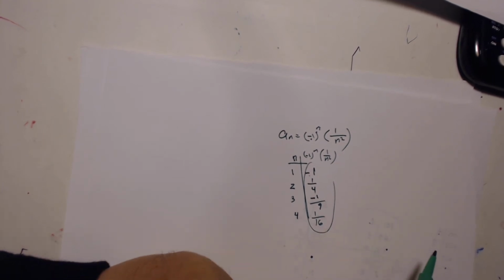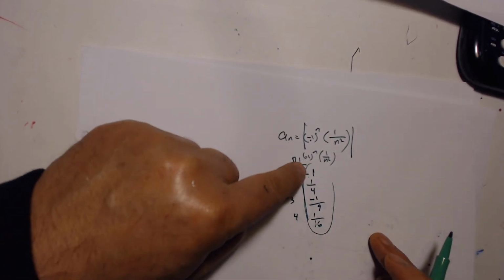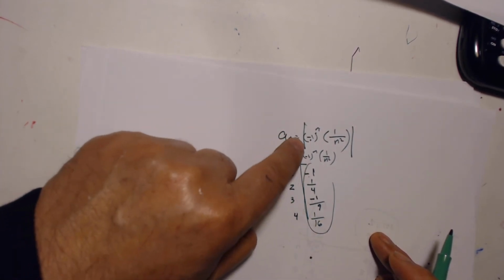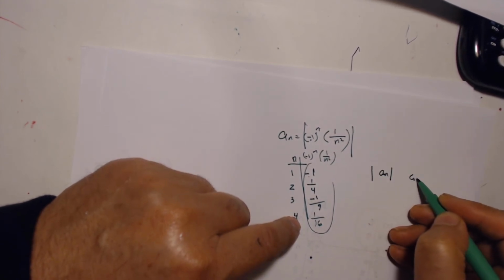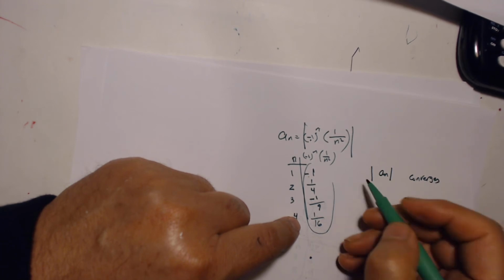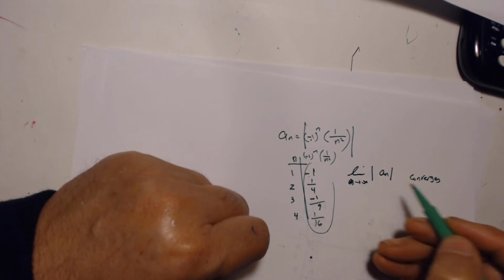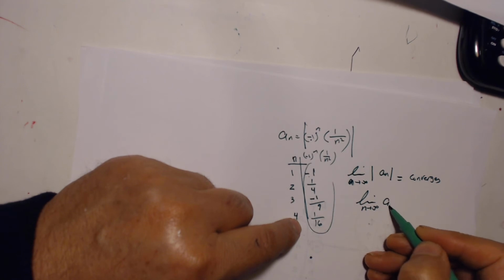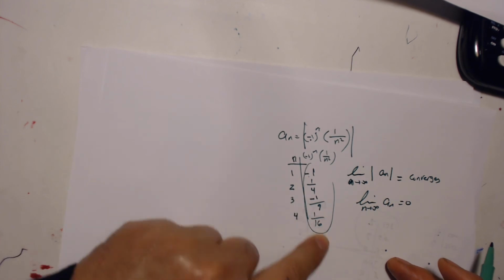Somebody said, if I take the absolute value, all of this is going to be positive, and it's going to be much larger than when it alternates. And if the absolute value of a sub n converges, meaning if you take the limit of the absolute value of a sub n as n approaches infinity and it converges, I guarantee you that a sub n with the alternating sign is going to also converge.